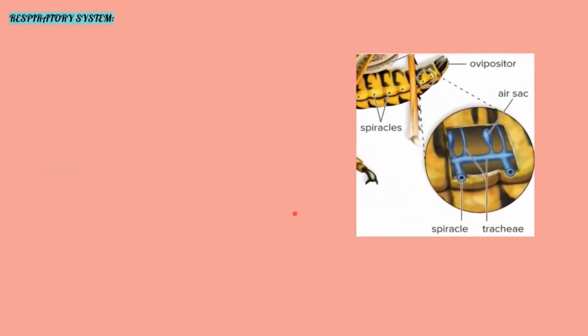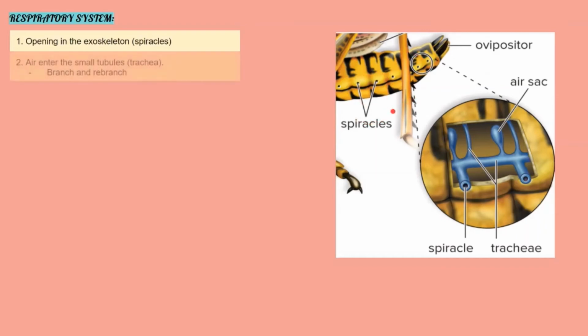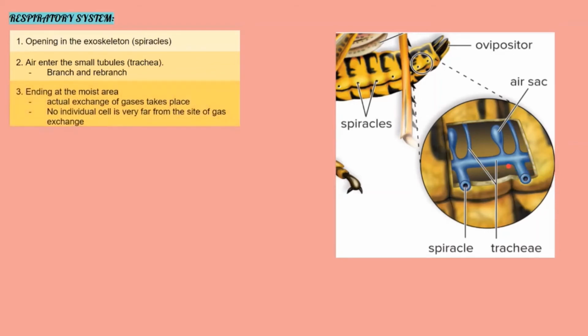So next is the respiratory systems. First, the opening in the exoskeleton is the spiracle. They will open their spiracles, and then air will enter the small tubules of the trachea. The trachea will branch and rebranch, and then end at the moist area.